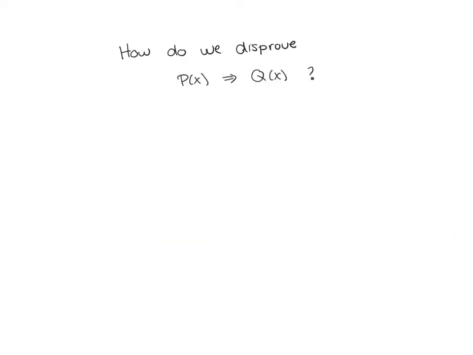Before we get to those examples, let's look at one more statement. I want to think about how to disprove P of x implies Q of x. The thing to remember about this statement is that it has an implied for all x in front of it. So this is also a universally quantified statement. To disprove it, I want to prove the negation. So let's write down what that negation is.